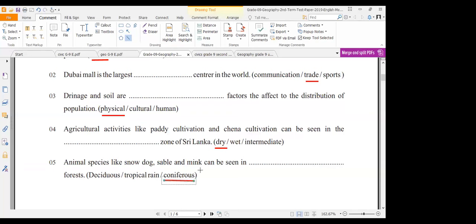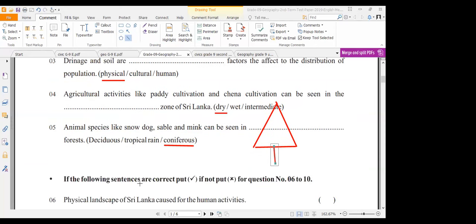Cold zone, frigid zone. Sable, mink, snow dog, polar bear, like that. Coniferous forest. Then deciduous forest. You are in a temperate zone, right? In the tropical zone, tropical rainforest can be seen. Congo forest, Amazon, like that.